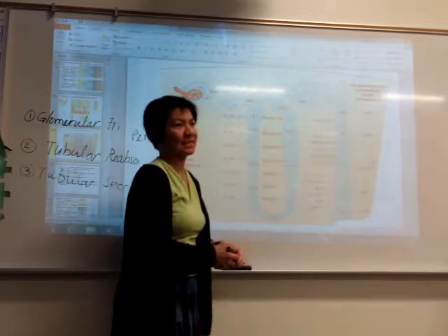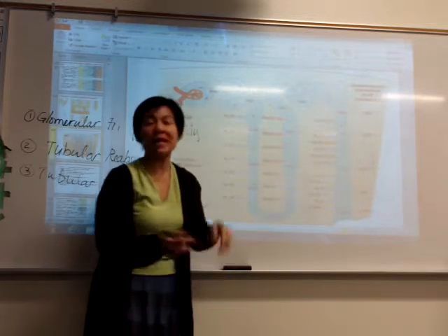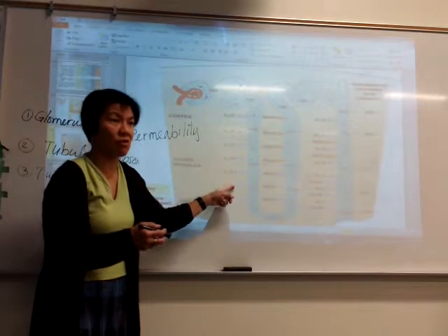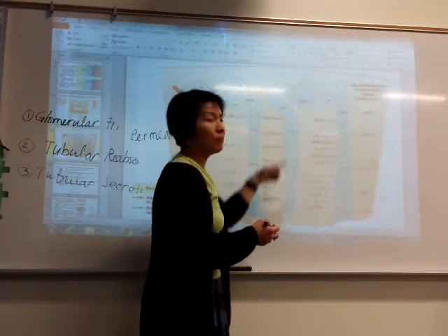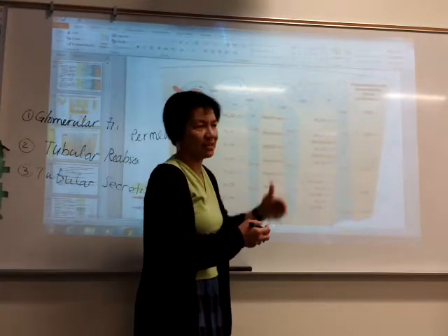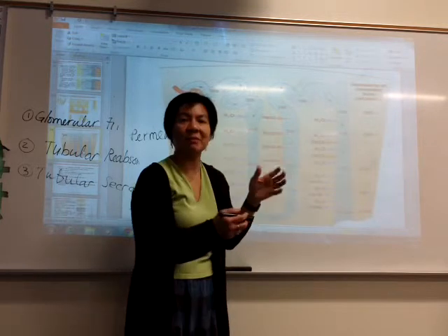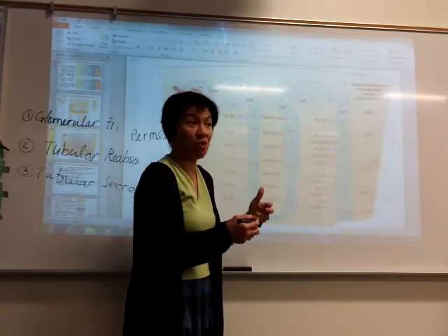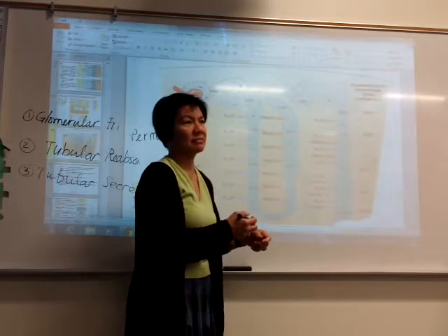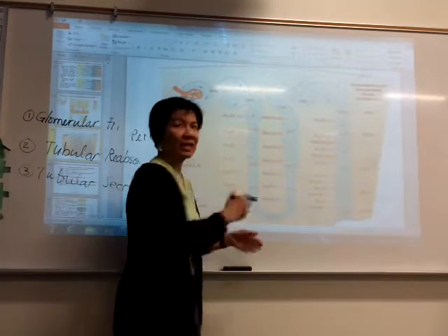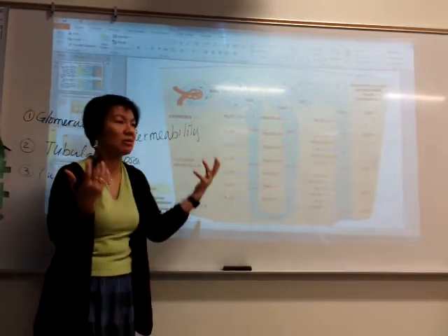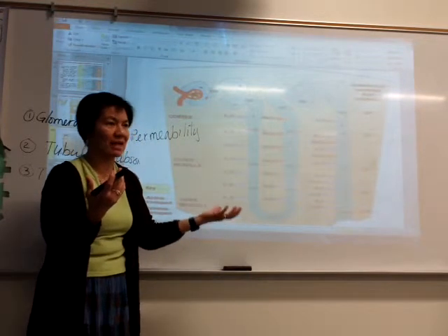Permeability differences. Where this descending limb is permeable to what? Only water. And the ascending limb is permeable to only salt. And that's how you're able to... did blood pressure play a role in this? No, because this is not blood vessels.